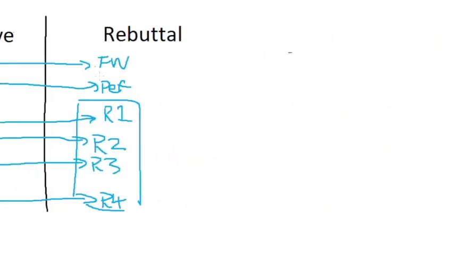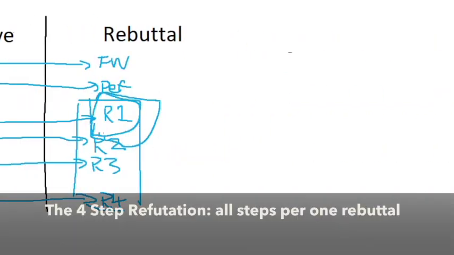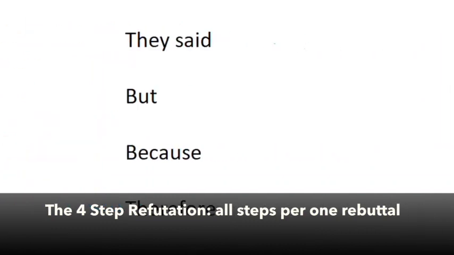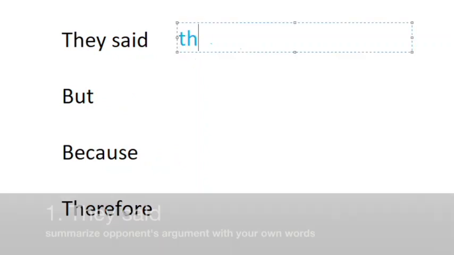In general, the format of your rebuttal speech should look like this. For each of the rebuttals here, so for example, for this part of speech, it should have this structure. First, you'll start with "they said." You'll point out the point that you're trying to refute. So this is their point.